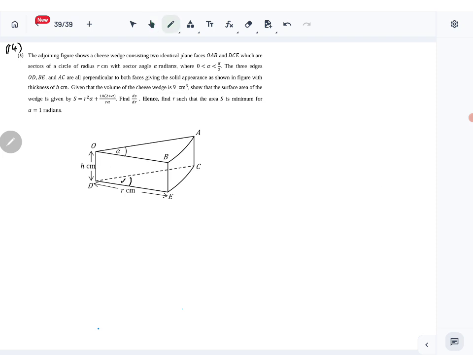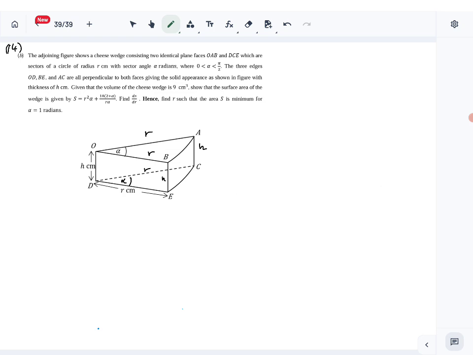So this angle is also alpha then. These are all radiuses. This is height and this is height. Then, which are sectors of circle with radius r with sector angle alpha.